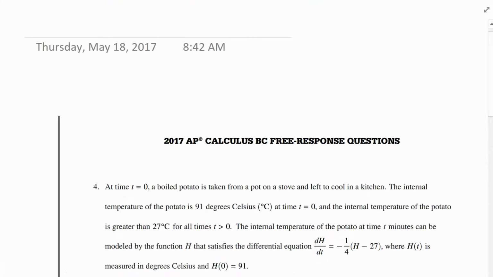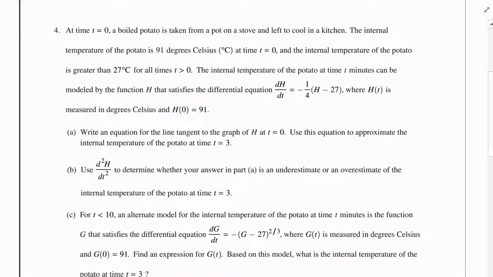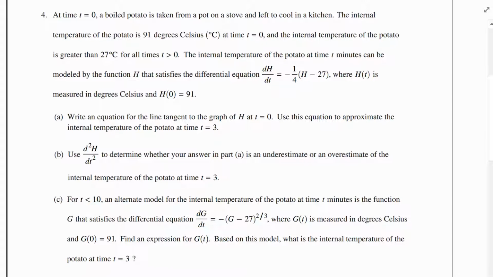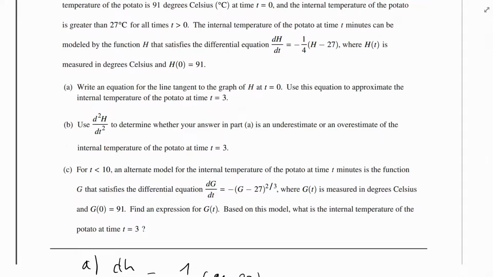Alright, so today we're going to talk about question number 4 on the 2017 AP Calculus BC free response. Part A asks us to find the tangent line to the graph of h at t equals 0. The dh/dt equation is given and an initial condition is given also, and we're going to use those two to find the tangent line and estimate the temperature of the potato at t equals 3.